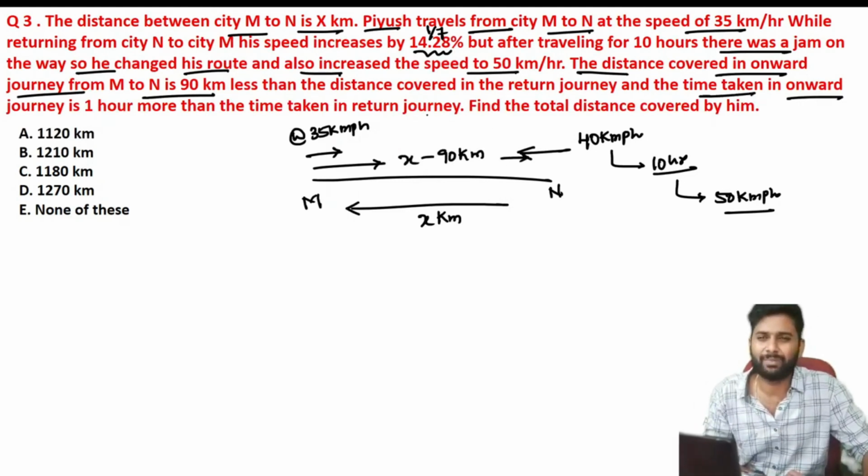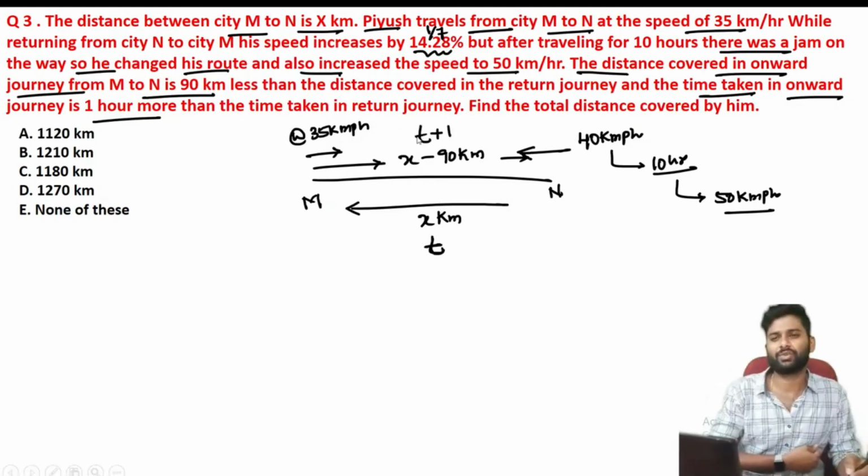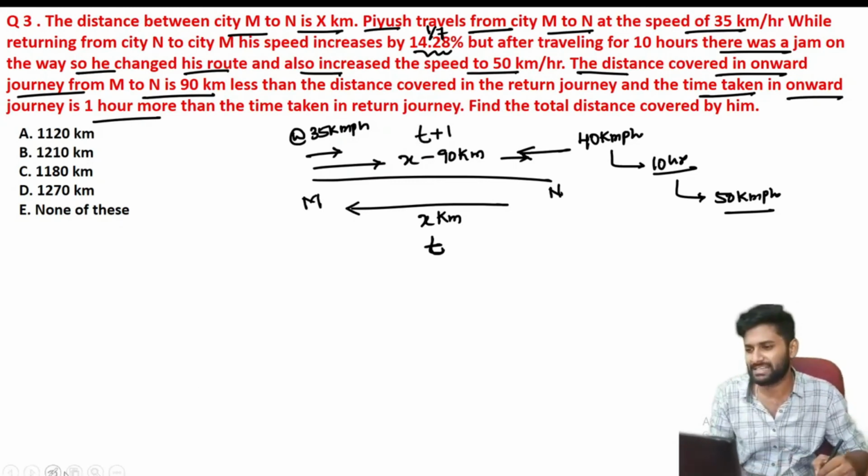And the time taken by the onward journey is 1 hour more than the return journey. If we take the return time as t hours, definitely the onward journey takes 1 more hour, t plus 1. Then find the total distance covered. Hope you understand the theory.